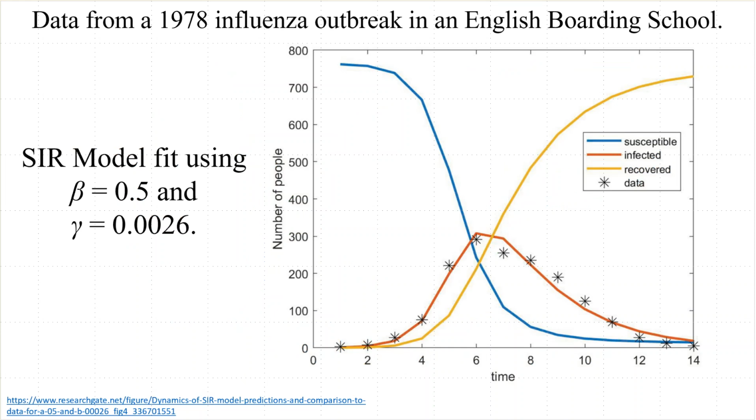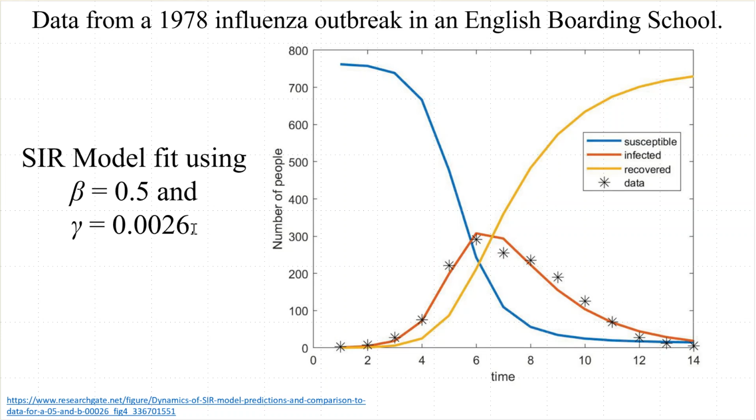So for example, here is data. These little stars are data of individuals that were attending an English boarding school in 1978 when influenza swept through the population of students at this boarding school. So this is the number of individuals that were infected with flu over 14 weeks in this school. And what the people who wrote this paper that you can get down here by clicking on the link did was they fit this SIR model we've just been talking about to these data to get the best estimates for beta, the transmission rate of the flu virus between individuals in this boarding school, and gamma, the recovery rate of individuals going into the recovered individual pool. And after fitting this model to these data, they got estimates of beta of 0.5 and gamma of 0.0026.